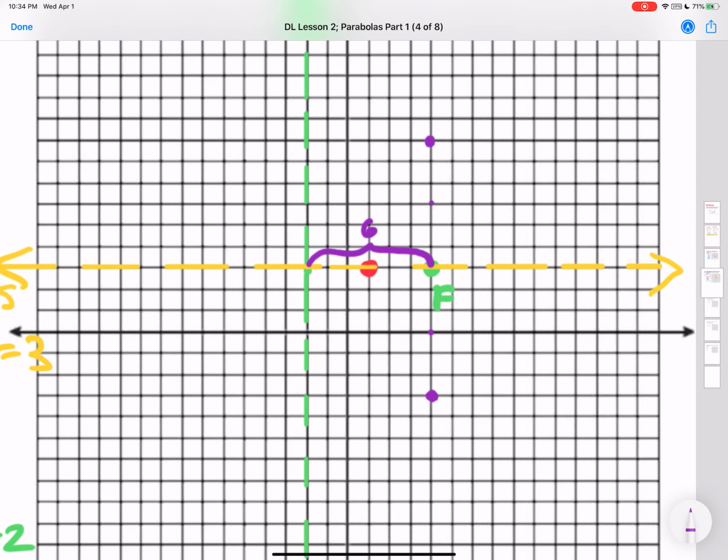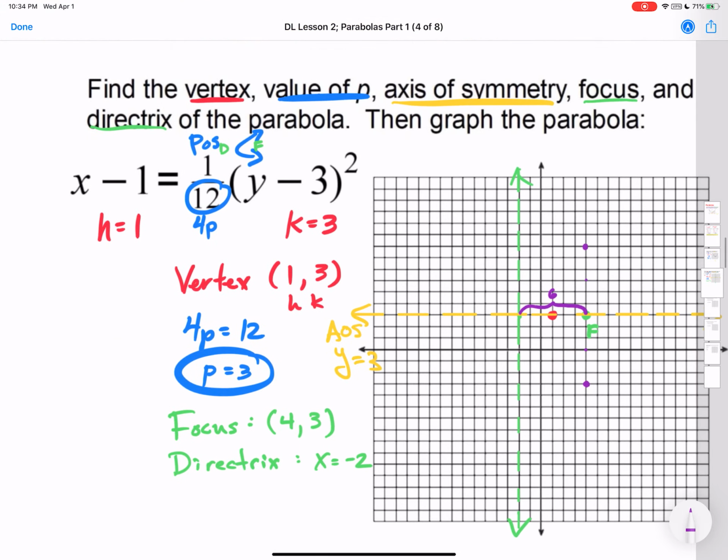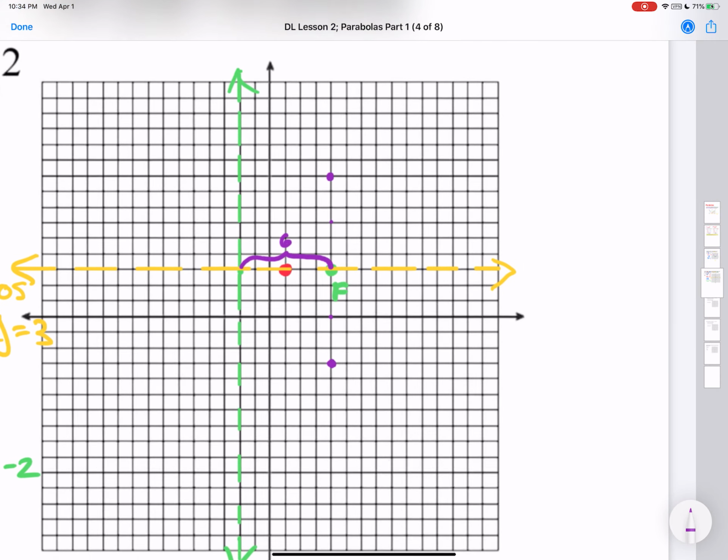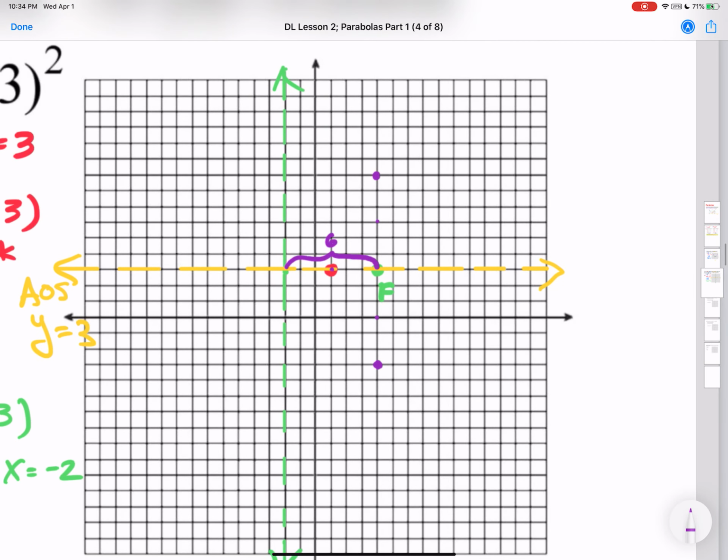Now, what we could also do, like what I said earlier, remember that 12 in the denominator means that I could go 12 units up from the vertex, or 12 units to the right in this case, and then up and down 12 units again as well. So from the vertex, from here, I'm going to go up 12. So 2, 4, 6, 8, 10, 12, or to the right 12. And then I'm going to go up 12, 2, 4, 6, 8, 10, 12.